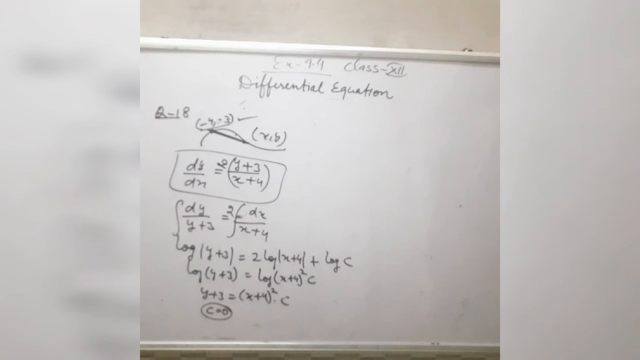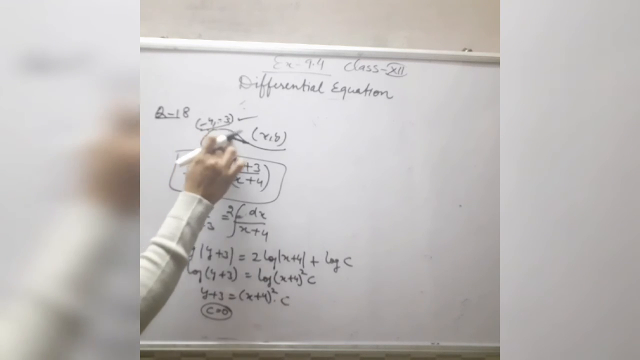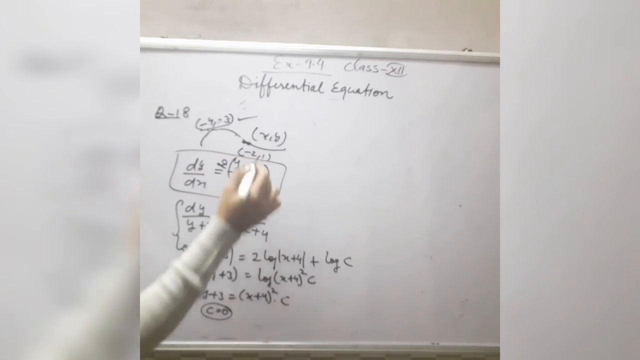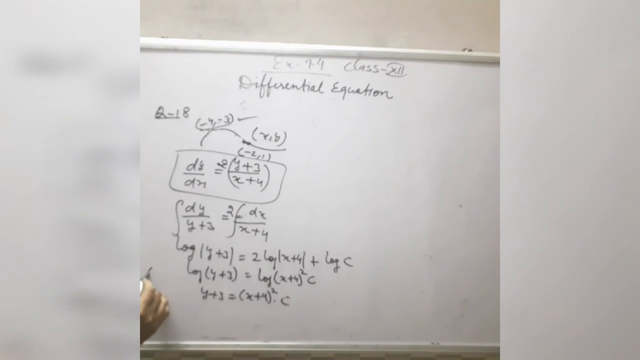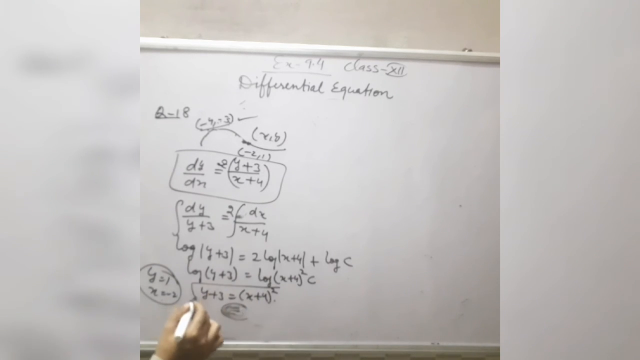Find the equation of the curve given that it passes through (-2, 1). This point lies on the curve, so the point of the curve is given to you: -2 and 1. Here you will put y is equal to 1 and x is equal to -2. When you put these values, you will get c is equal to 1. After putting c is equal to 1, this is the particular solution. So in this way, in this exercise, you can find a particular solution.